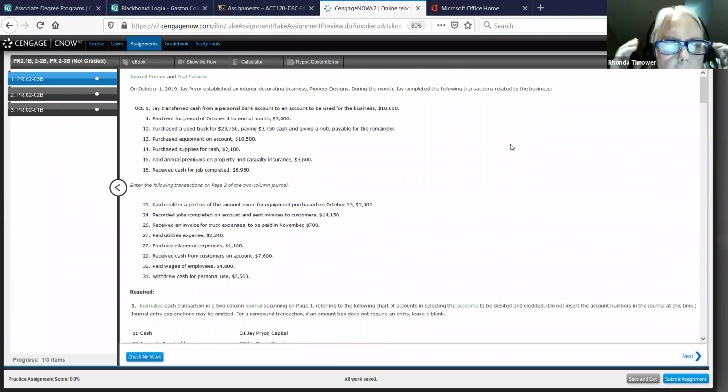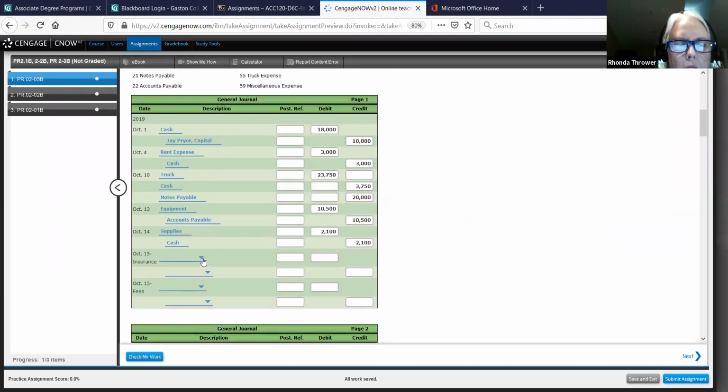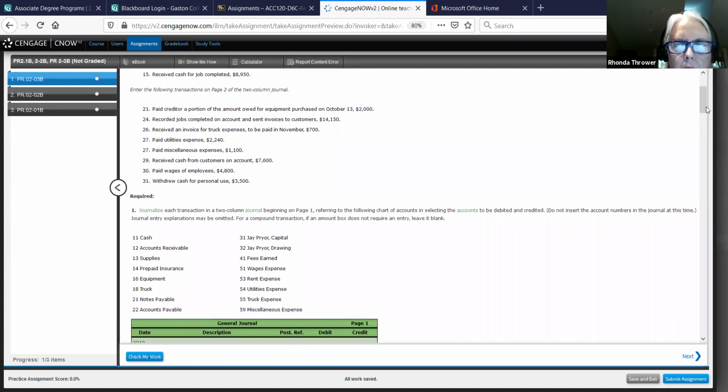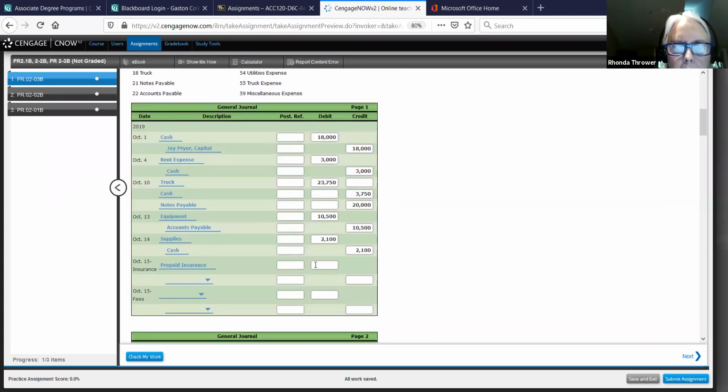On October the 15th, we paid an annual premium on property and casualty insurance for $3,600. When we buy insurance, we have to record it as a prepaid account. It's a prepaid expense, so it's an asset to start with. So we're buying prepaid insurance. The amount that we paid for that prepaid insurance is the cost of the insurance. The cost of the insurance is $3,600. So we're going to put it on the debit side.